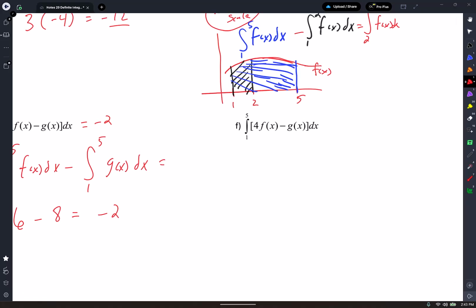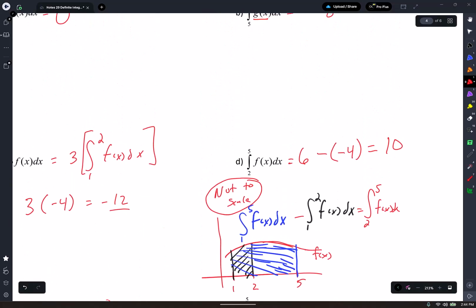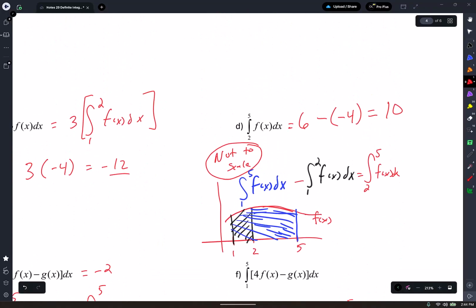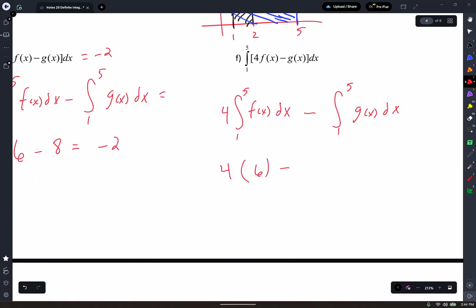All right, letter F. So let's see what this is. I'm going to rewrite this. Area under the curve from 1 to 5 of 4 put on the outside, f of x, that's a constant. Put the dx in there, it closes. Minus area under the curve from 1 to 5 of g of x dx. I think we're good. 4 times, what's area under the curve from 1 to 5 of f of x? 4 times 6. Minus, what's area under the curve from 1 to 5 of g of x? 8. Oh, 4 times 6 is 24 minus 8, which is 16.